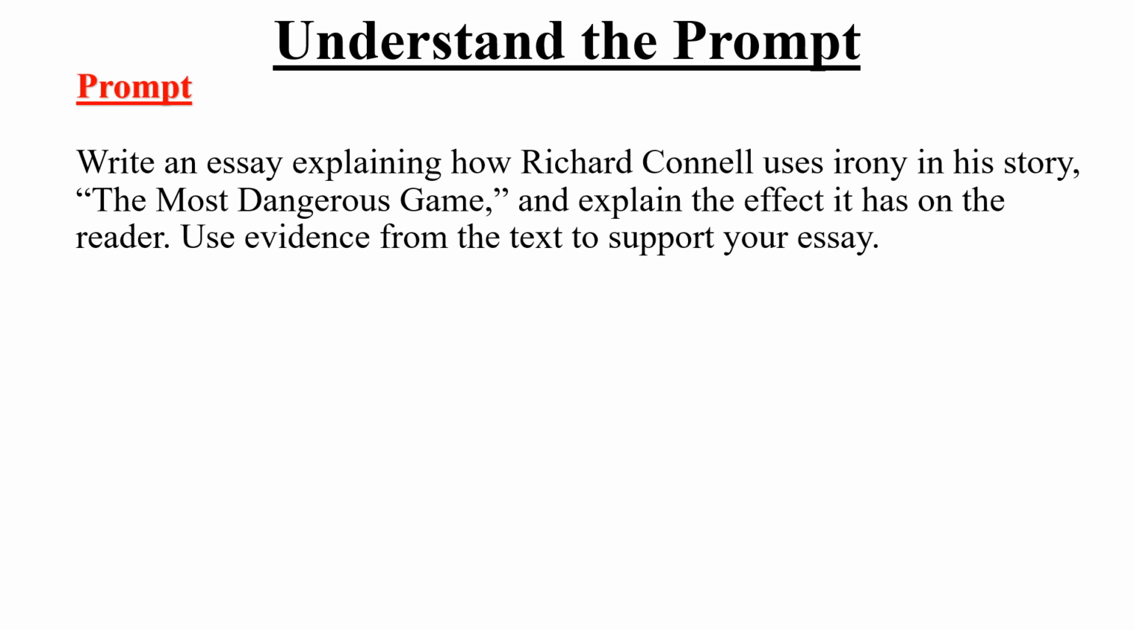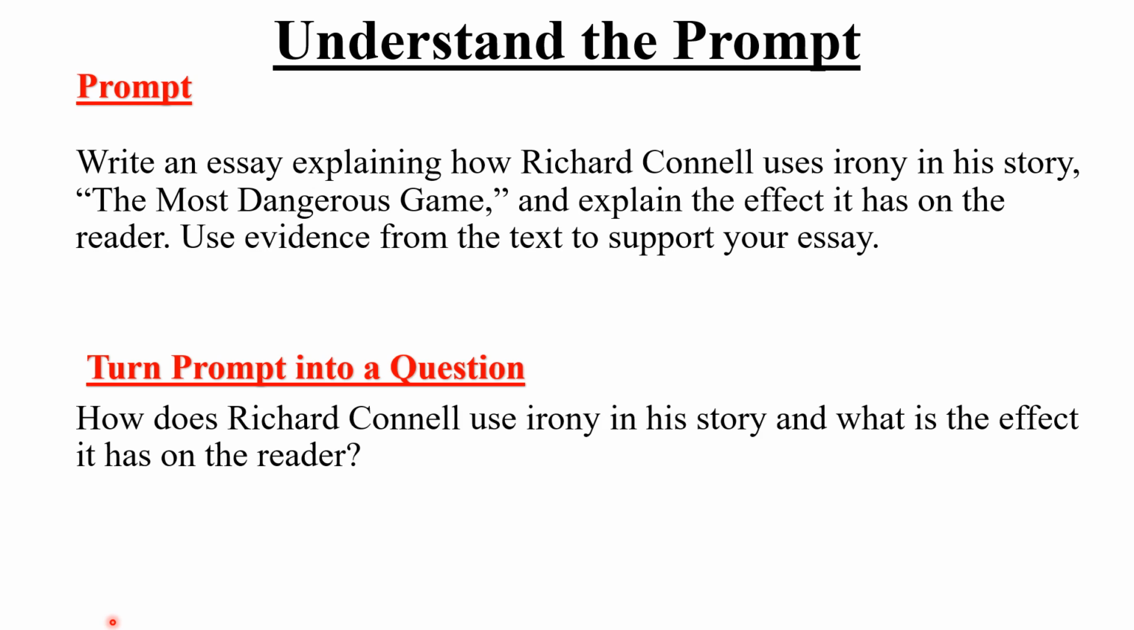Write an essay explaining how Richard Connell uses irony in his story, The Most Dangerous Game, and explain the effect it has on the reader. Use evidence from the text to support your essay. After you read your prompt, you need to turn your prompt into a question. This is done because it lets your brain know what you're focusing on while you're writing.